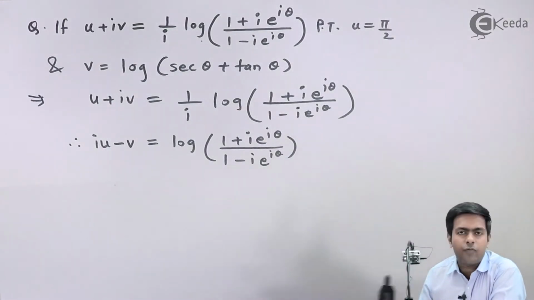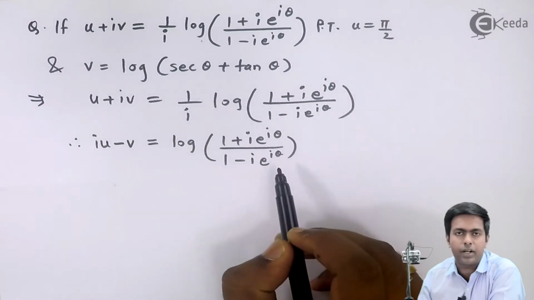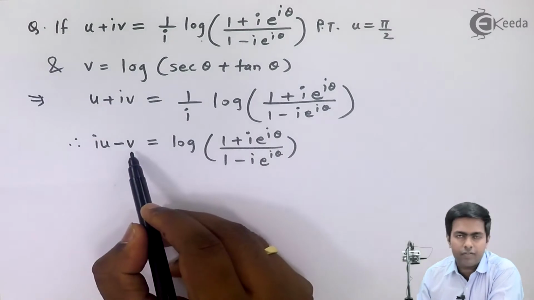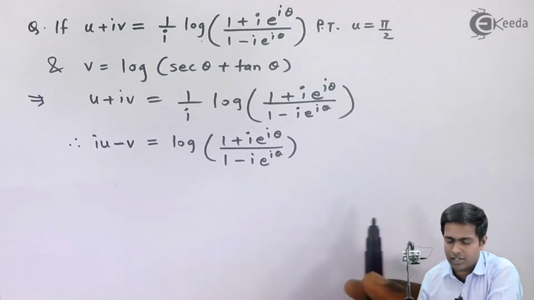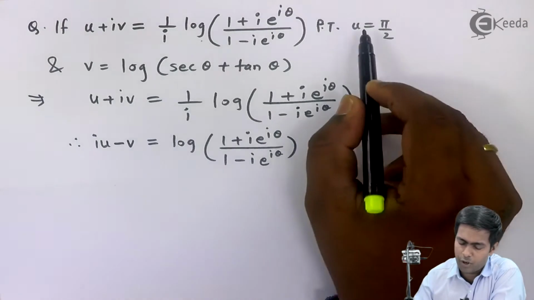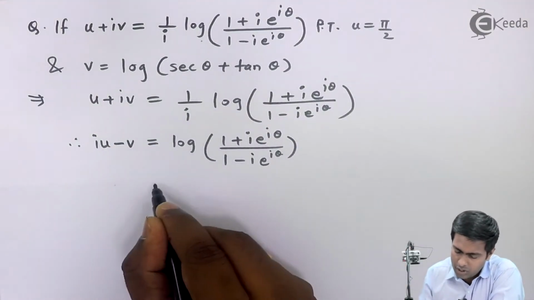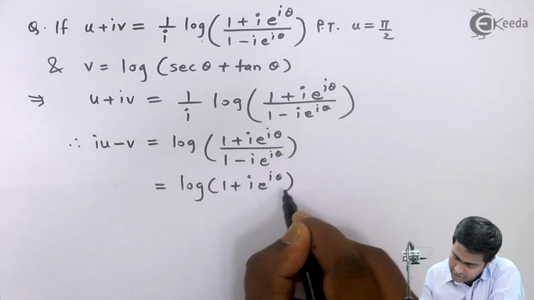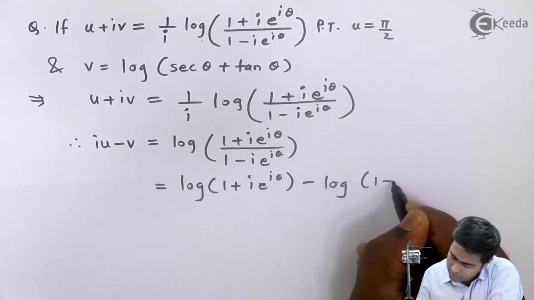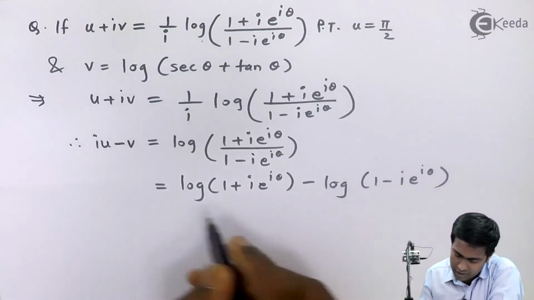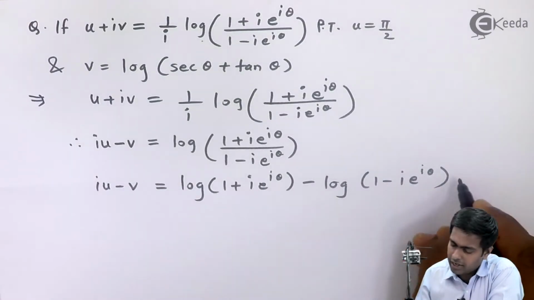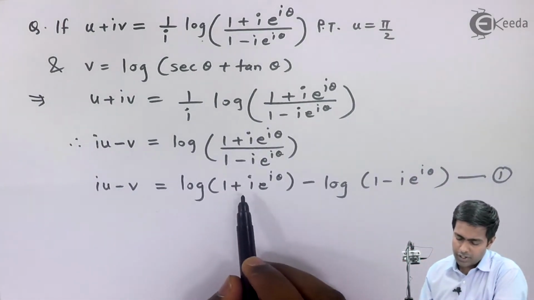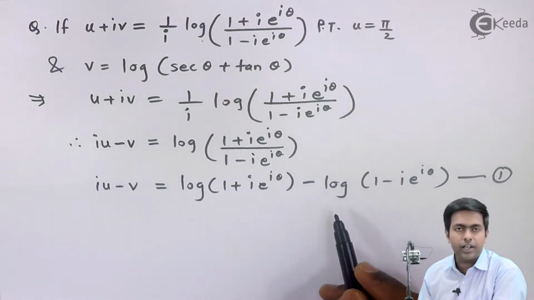Next I'll find the value of the numerator and denominator, then we'll substitute the values over here, compare the real part with the real part and the imaginary part with the imaginary part, and find the values of u and v. So this will become log of (1 plus i e raised to i theta) minus log of (1 minus i e raised to i theta), which is iu minus v. I'll give this as equation number 1. So let's find the values of these two terms and substitute them in equation number 1.